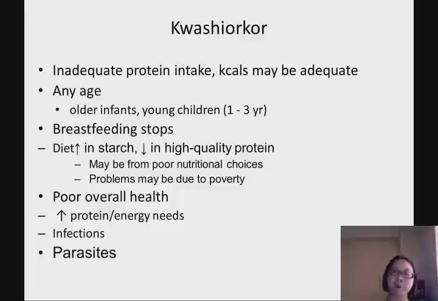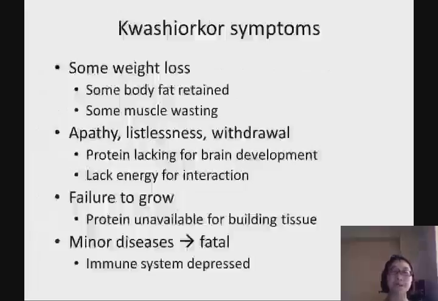They have poor overall health because they have higher protein and energy needs, and they did not get an adequate amount of protein. So they are not going to have an adequate amount of defense, which are the antibodies that protect them from infections. They also have parasites, which occur in third world countries. That's why they have infection problems. So what are the symptoms? They may have some weight loss, but their body weight is actually going to be maintained, probably because they're getting an adequate amount of calories and carbohydrate from the starchy food they consume.